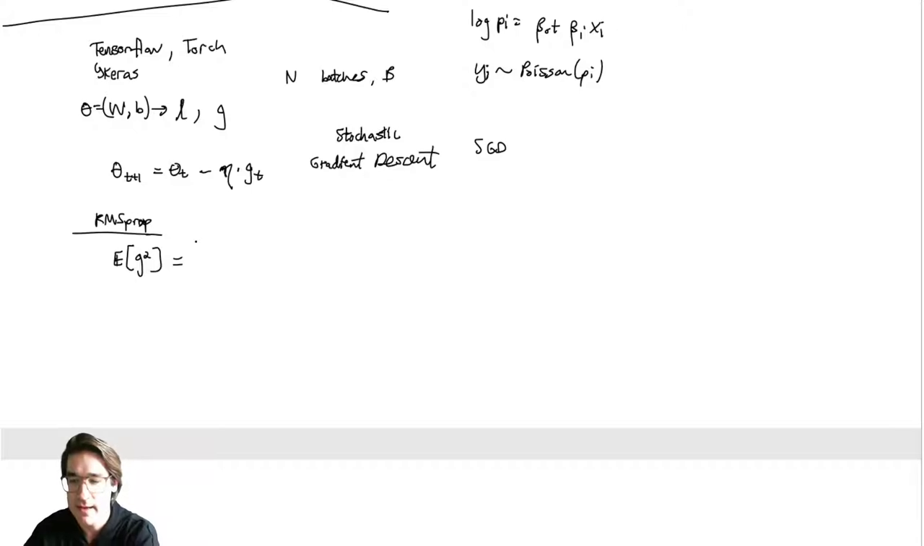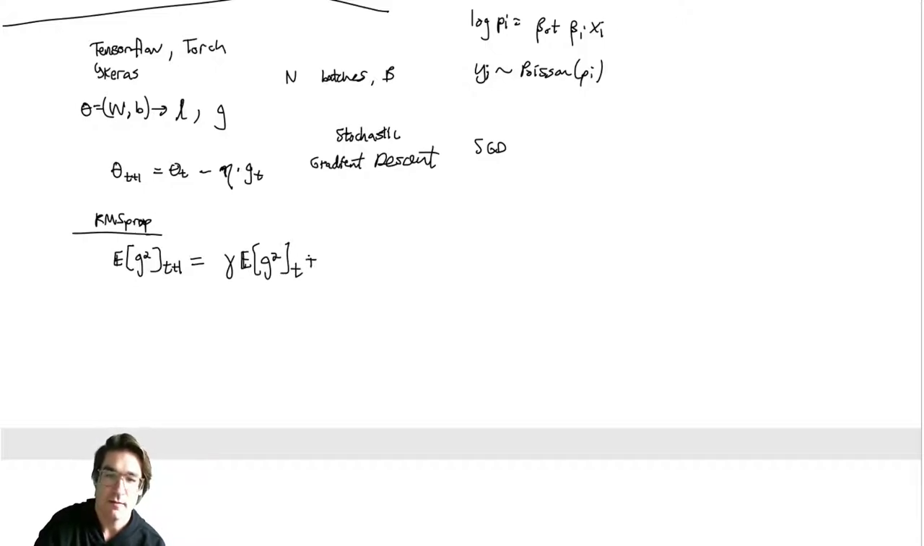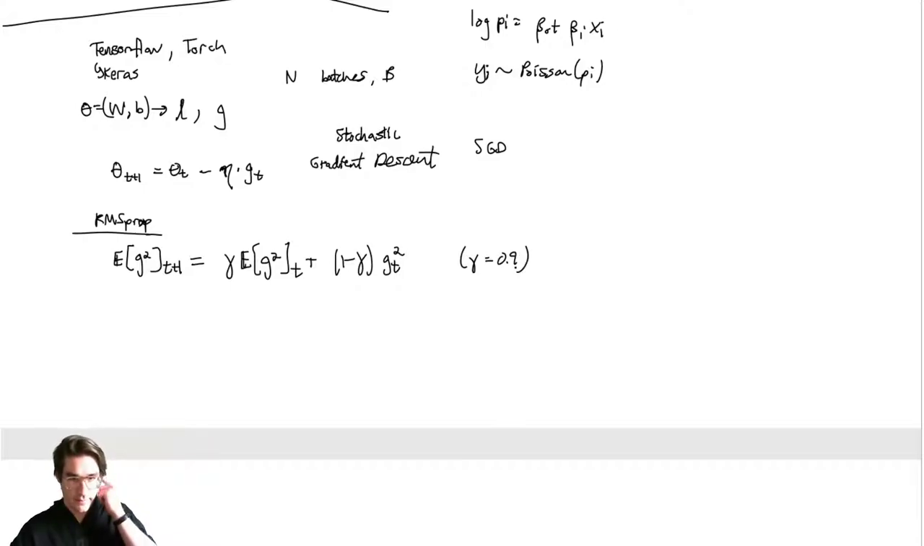So this expectation of G is at time, let's call it, t plus one. Okay, and then how are we going to do this? You want to do a weighted average with gamma of the previous value at t, plus one minus gamma times the actual g_t squared, the one you just got. Hinton suggests gamma equals 0.9, which is heavy on the past, right? So this is a long-looking kind of average.